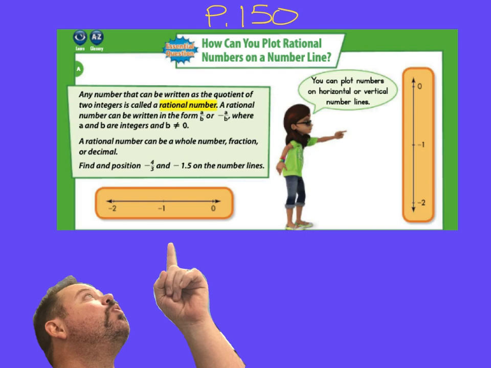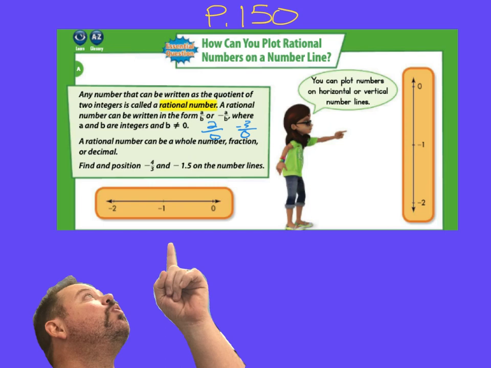A rational number can be written in the form a over b, which is a fraction, or negative a over b, which is also just a negative fraction, where a and b are integers and b cannot be 0. So what that basically means is you can't have 2 over 0 or negative 3 over 0 because you just can't divide anything by 0. It's non-existent. So it has to be a real fraction, positive or negative.